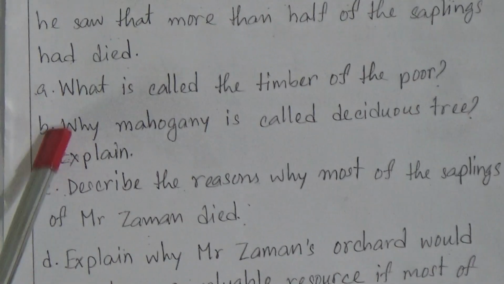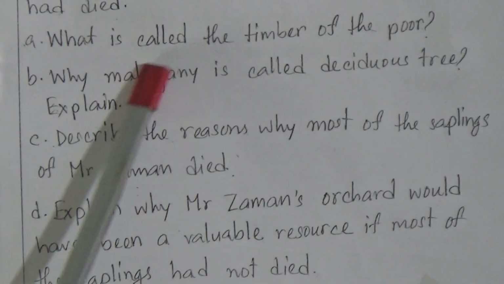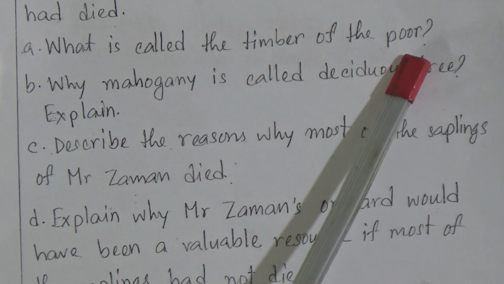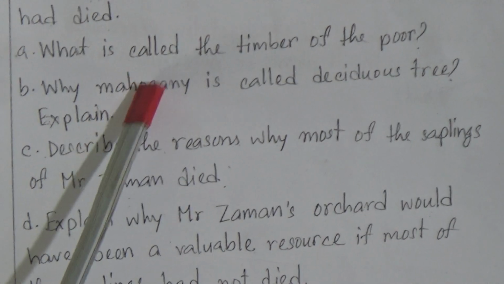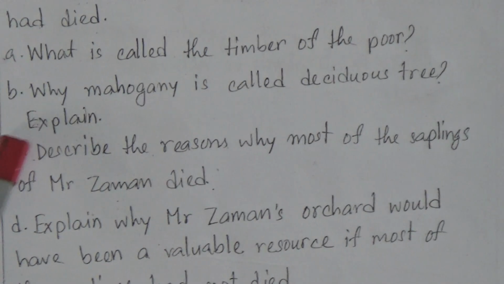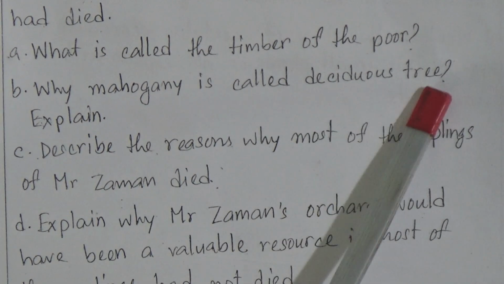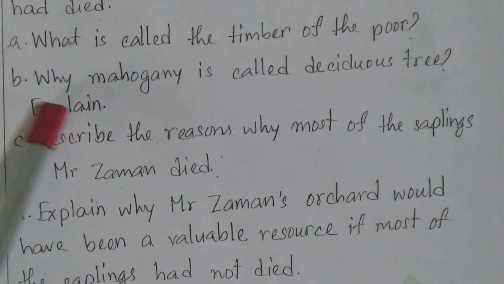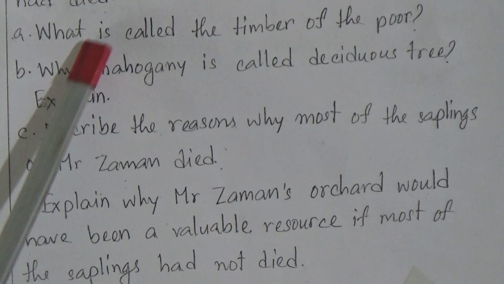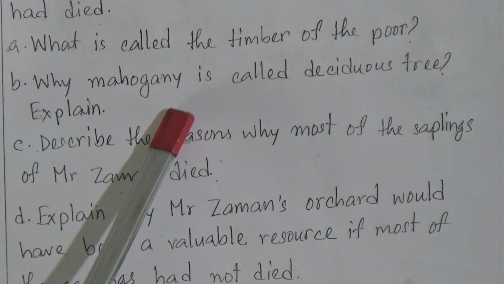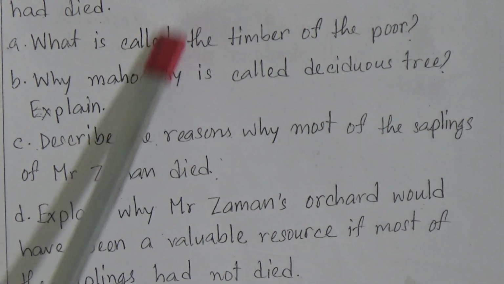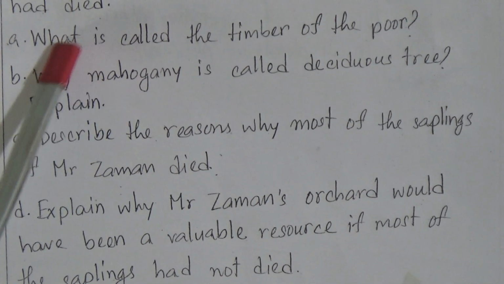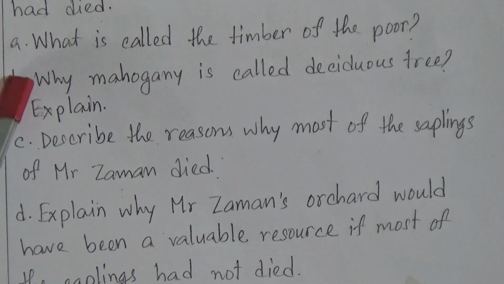And now look, there is a question number A. What is called the timber of the pole? And we all know the answer. Try to remember it. Number B. Why mahogany is called deciduous tree? Explain. And for question number A and B, you need knowledge of the text. That means you need to go through your textbook properly, and you will be able to give the answer of question number A and B.